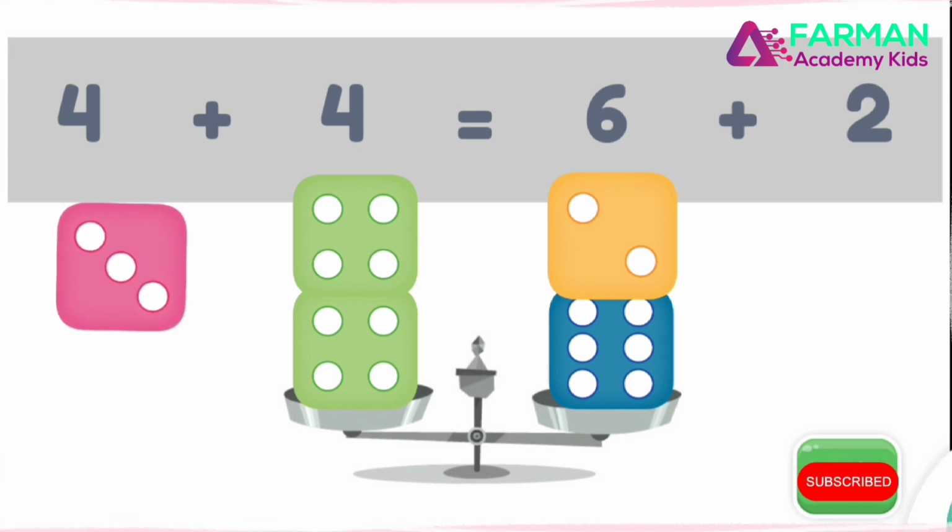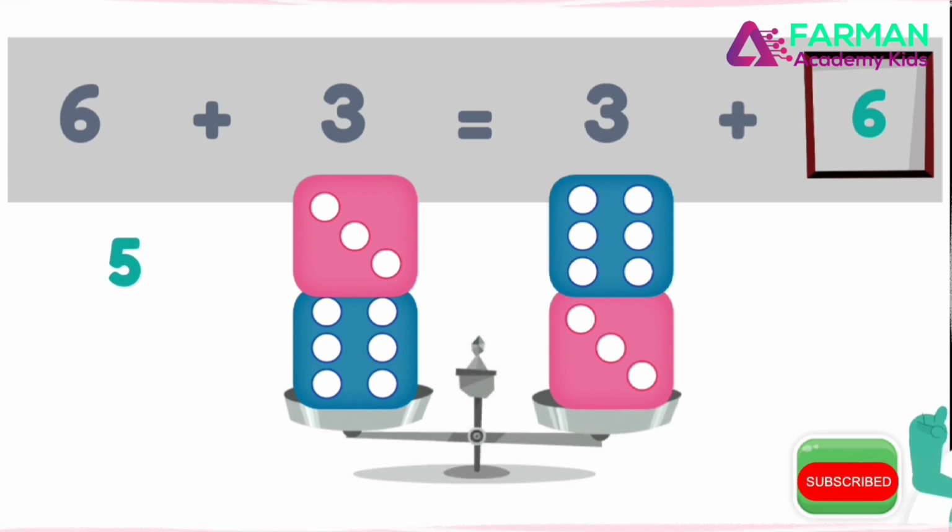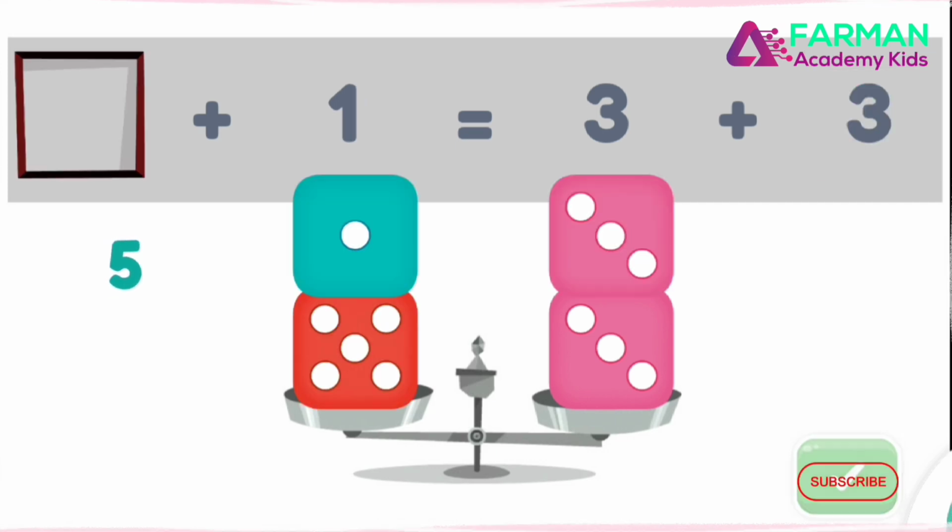Complete the equation with the right number. Super duper! 6 plus 3 equals 3 plus 6. Both sides equal 9. Drag the correct number to the empty square. Cool beans! 5 plus 1 equals 3 plus 3. Both sides equal 6.